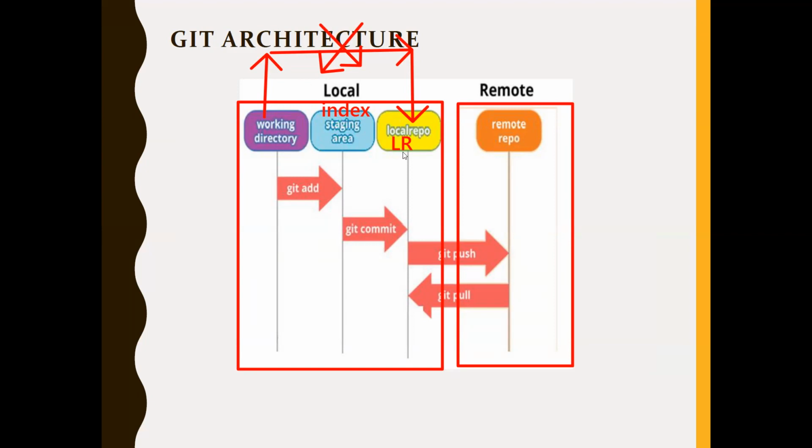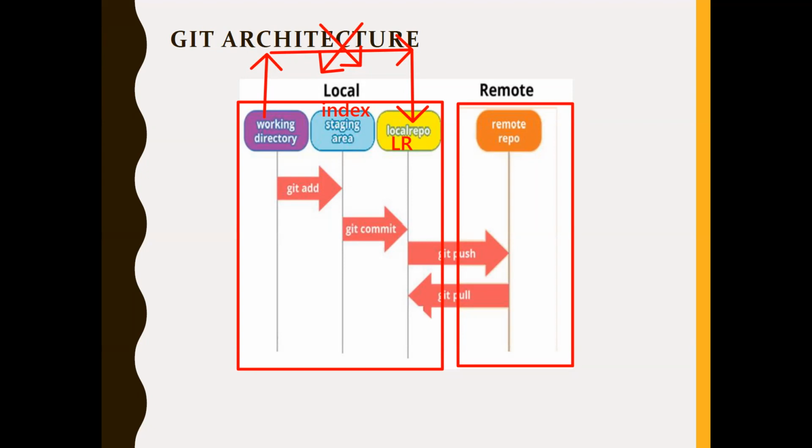As long as they are in the local repository, they are confined only to yourself, right? If you want to make your changes available for others, you move those changes to the remote repository. This is the architecture. Now we may have a question: what is the staging area? What is its importance? Why do you need the staging area?